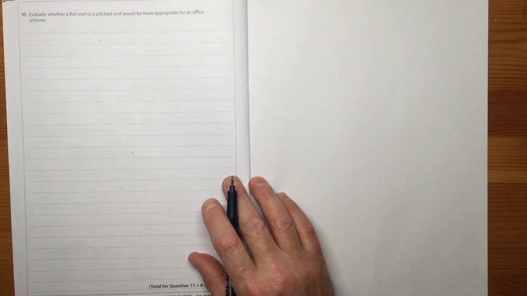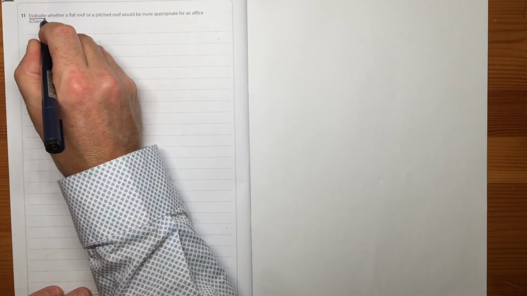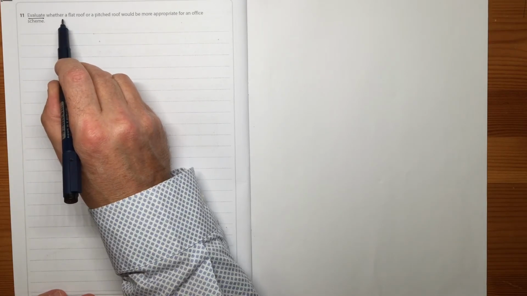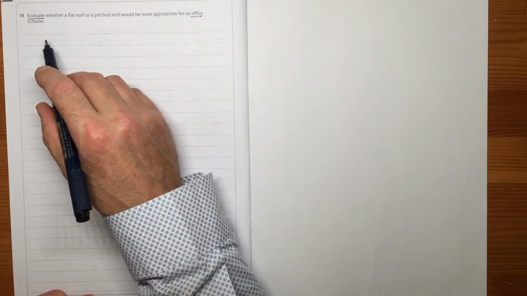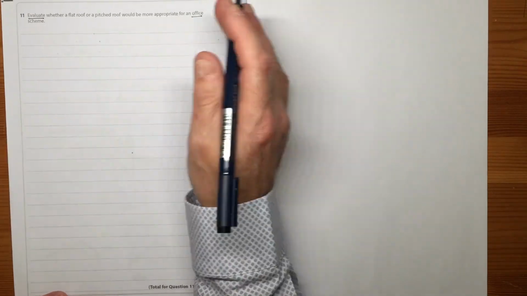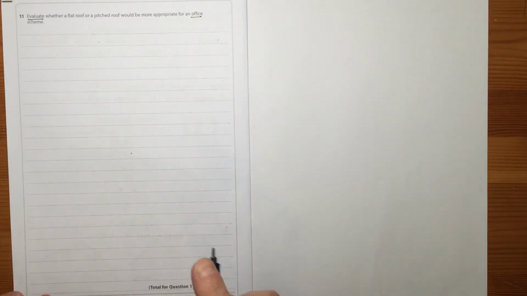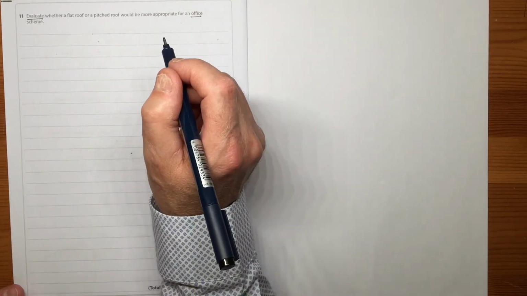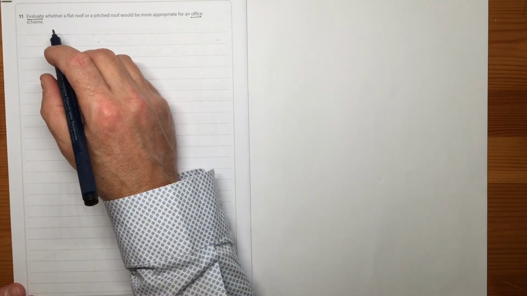Wow, we've come to the last part of it already. Okay, let's have a look at this. Right, so evaluate. So you're discussing really pros and cons, whether a flat roof or pitch roof would be more appropriate for an office scheme. Well, an office scheme is usually something which is built for not hundreds of years. Often it's only 50s, if you like, of years, decades. Often they don't last that long, not designed to last that long. And so these buildings tend to be designed slightly more economically in terms of the use of materials.